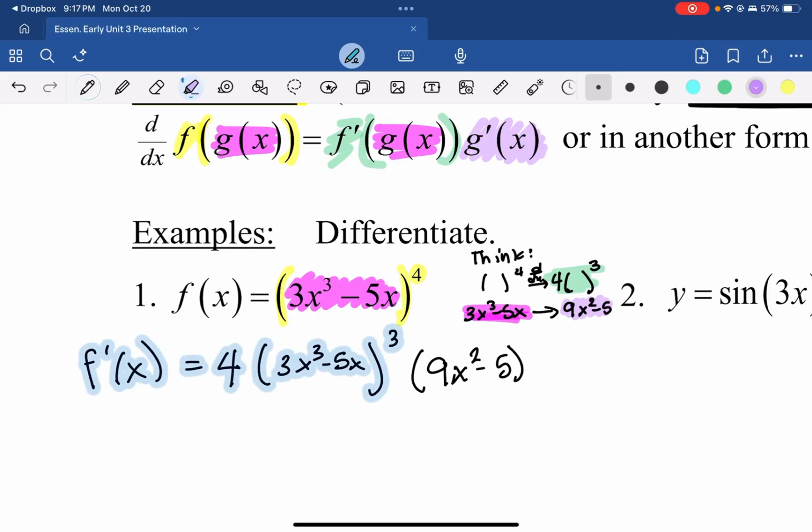Let's add these colors in. There's our inside derivative, here's that derivative piece of the outside function, and there's my inside. Of course we could go through and simplify this if we needed to, but I personally would just leave it.